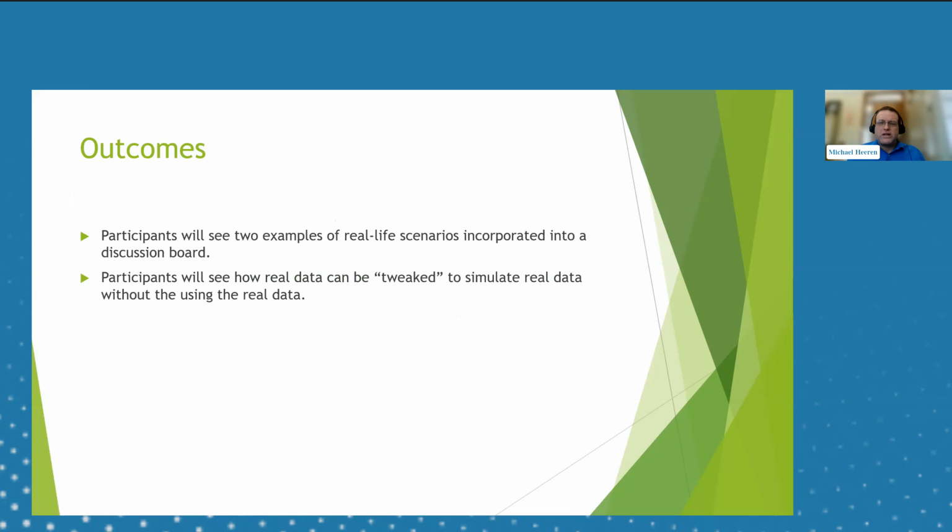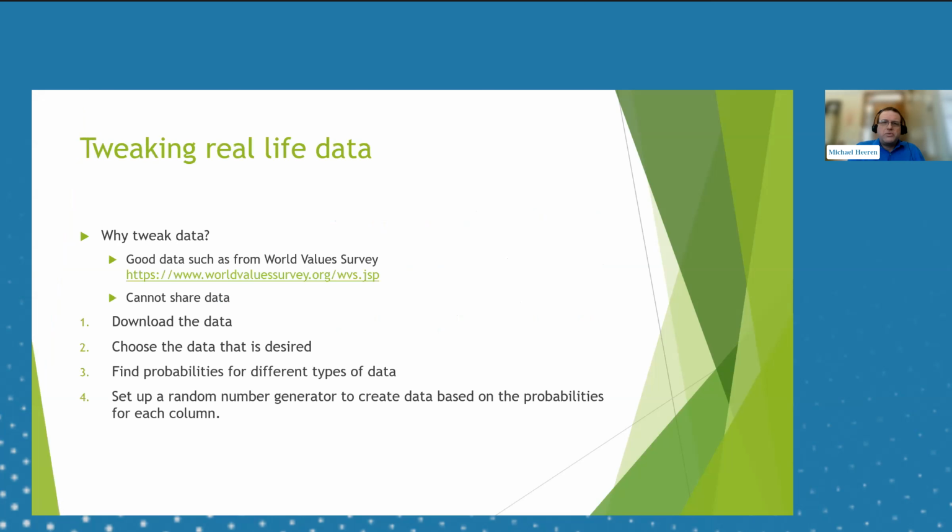Okay, so just a couple little outcomes here. We're going to see examples of real life scenarios and think about tweaking some real life data that you have. And the first part is tweaking some real life data that you can use in your classroom. Now, I agree that you should use real life data as much as you can when you are working with statistics.